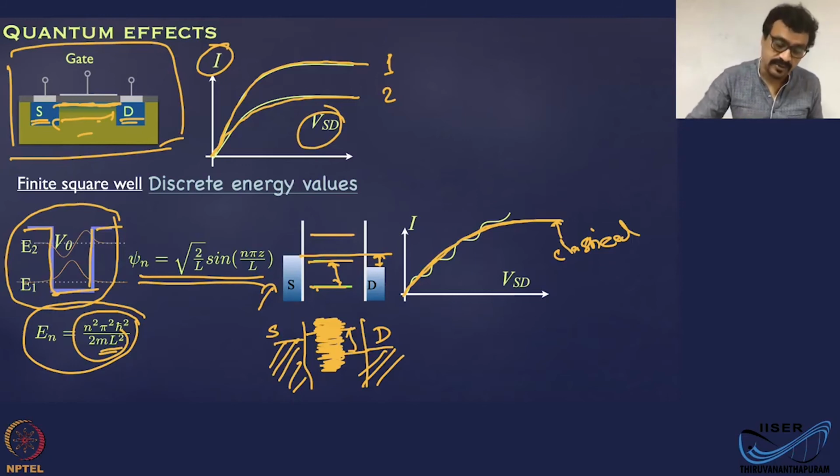Again, this is a toy model. So current will go like this in a stepwise manner. That is what is expected. So in this case, you don't have the typical MOSFET behavior. It is quite different. Now, this is another effect of quantum mechanics playing in.